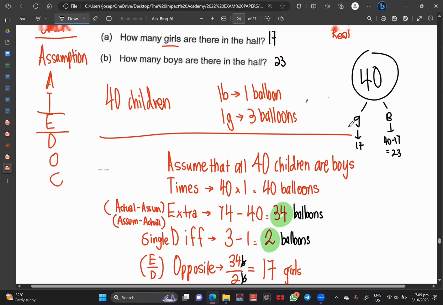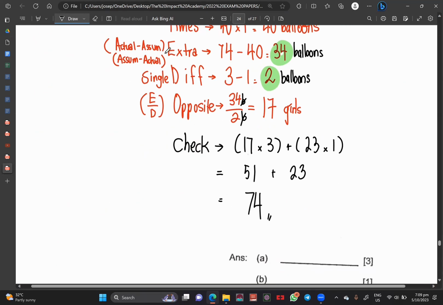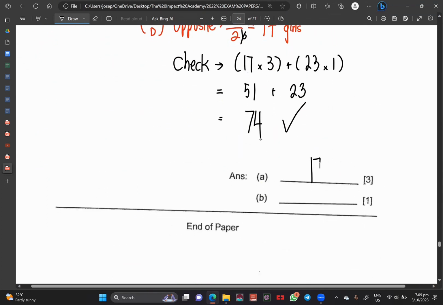Am I right to say that, you see, how many balloons were given? 74, isn't it? So yes, 74 is not my answer, okay? Just take note, 74, yay, I checked, that means I'm good. Okay, so how many girls are there? We know 17. How many boys are there? We know 23. And that's your answer for this question.